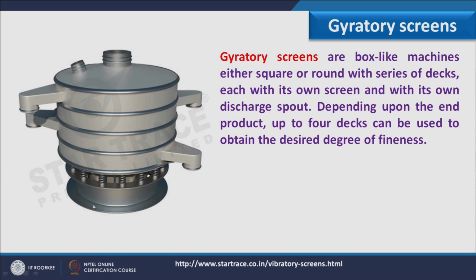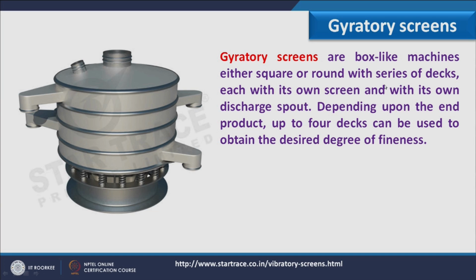And third, we have the gyratory screen. Gyratory screens are box-like machines. Here, this is the photographic view of a gyratory screen. In detail you can study this, you can go through this link. Gyratory screens are box-like machines, either square or round, with a series of decks. Here you see we have a series of decks, and each deck has its individual screen surface as well as its outlet.